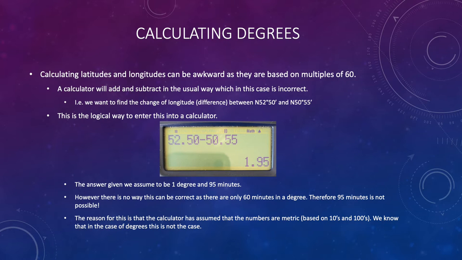Because latitudes and longitudes are based on multiples of 60, because of 60 minutes, the answer it gives us there, 1.95, is not an answer that we can use, because it's not a minute within an hour or a second within a minute. So what we need to do is convert this number into a figure that is representative of time, or a multiple of 60. There is a way that we can do this on our scientific calculator, and we'll look at that on the next slide. The reason our calculator does this is because it's assuming that the number is metric, so it's not recognizing it as time, it's recognizing it as just a number.